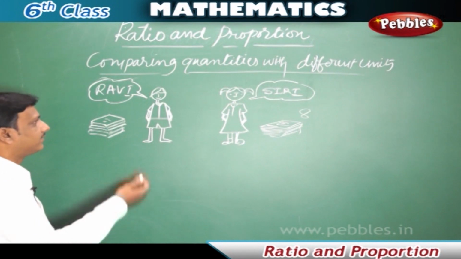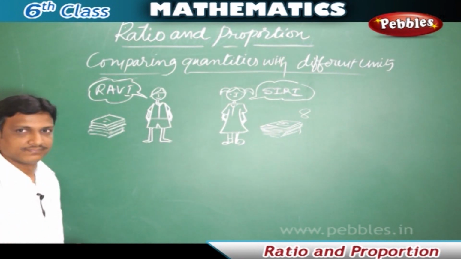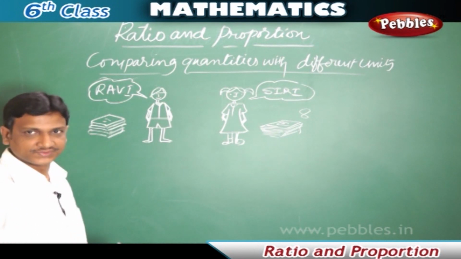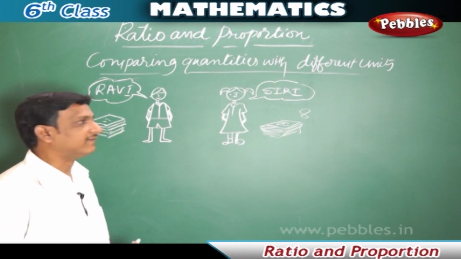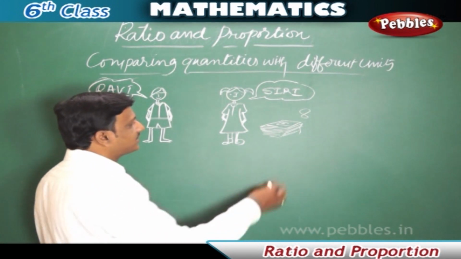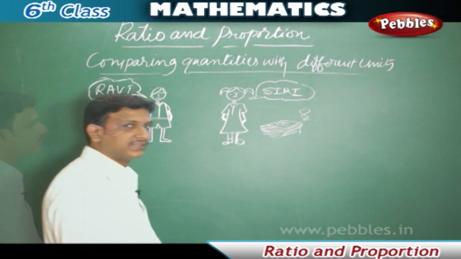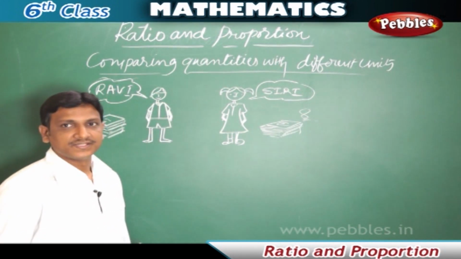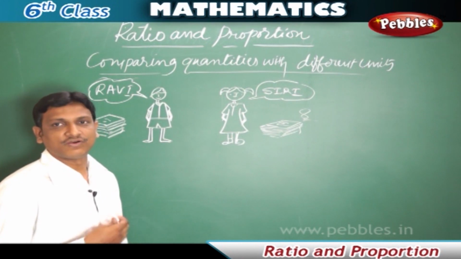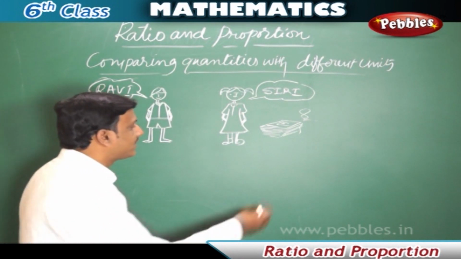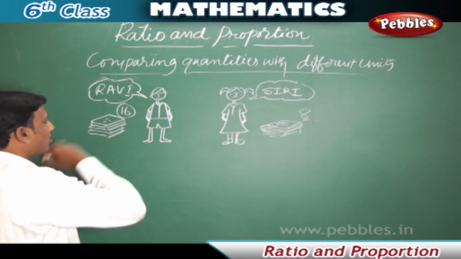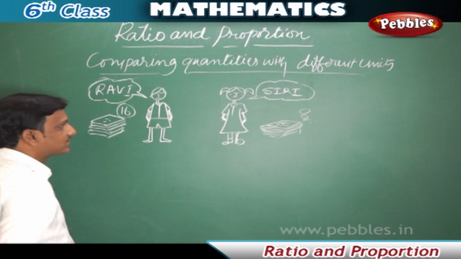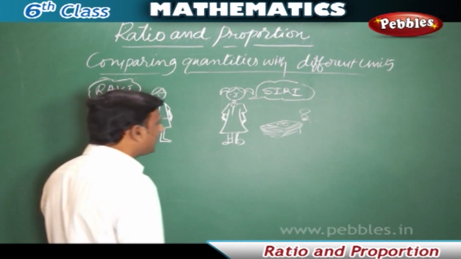Here are two children named Ravi and Siri. Both of them have some books. Now let us compare the quantity of books they are having. Siri has 8 books. Siri is telling Ravi has double the number of books than her. So her number is 8 and double the number is 16. So Ravi has 16 books whereas Siri only has 8 books.